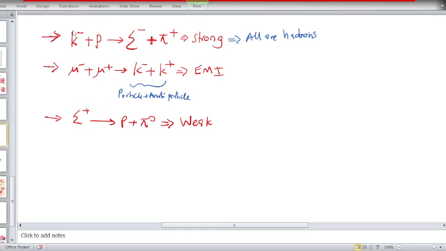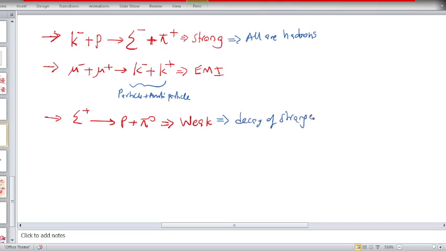Strange particles are all the hyperons and kaons. So this particular one is weak interaction. Why is it weak? Because this is the decay of a strange particle.